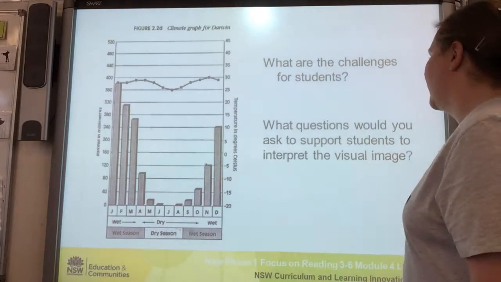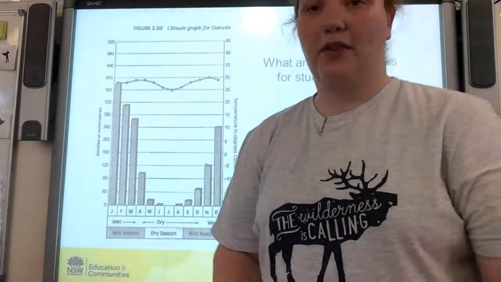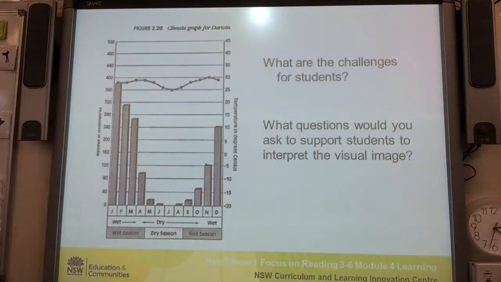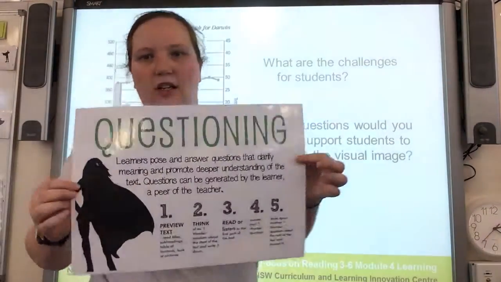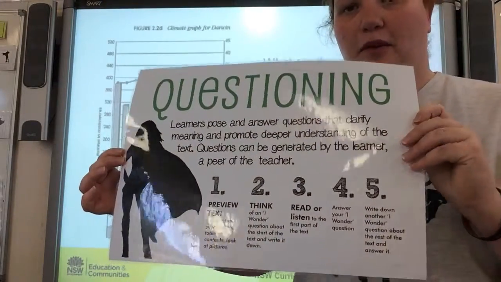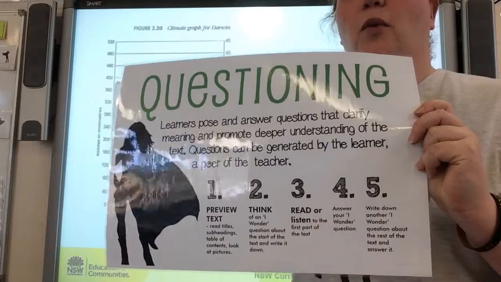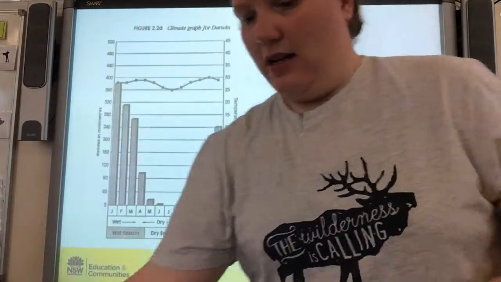What questions would you ask to support students interpreting the visual image? I'd probably get the students to come up with their own questions, which is the questioning strategy. So I would actually get them to come up with probably their own questions. Okay, what sort of things do I want to know from this text? Okay, what kind of graph is it? All right.